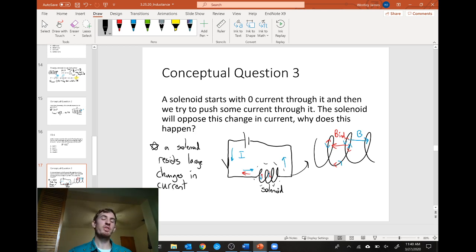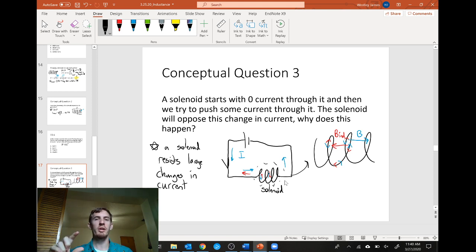And so this is beneficial in a circuit because you can imagine many situations where maybe you have a really high spike in current and you don't want that very high spike in current. You want that to be a smoother thing so that things can actually react to it appropriately and things don't burn out. A solenoid is used for that.